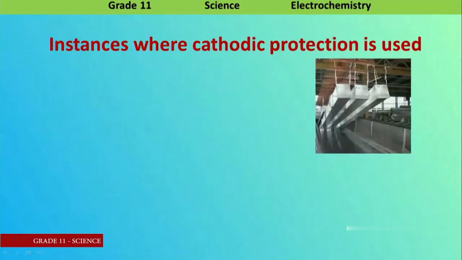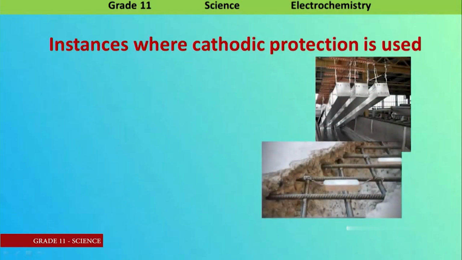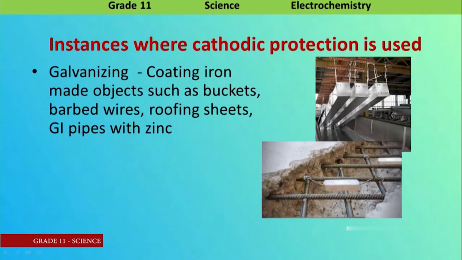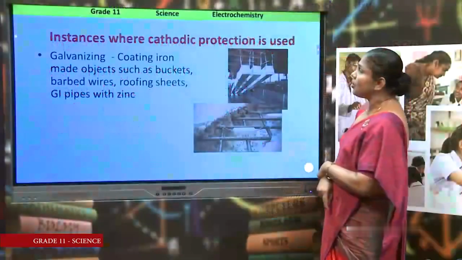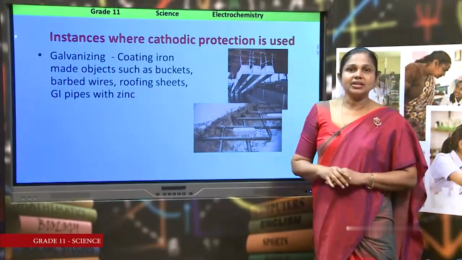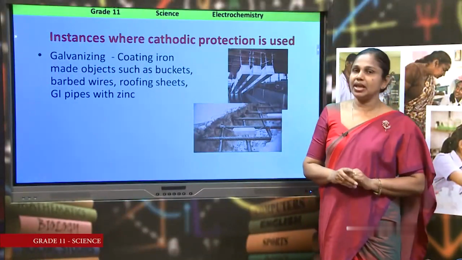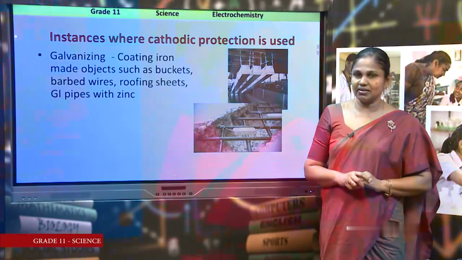Here are the instances where cathodic protection is used. What are the instances? Galvanizing: coating iron-made objects such as buckets, barbed wires, roofing sheets, and GI pipes with zinc. This is called galvanizing. Okay, with that we have come to the end of the lesson today, children.